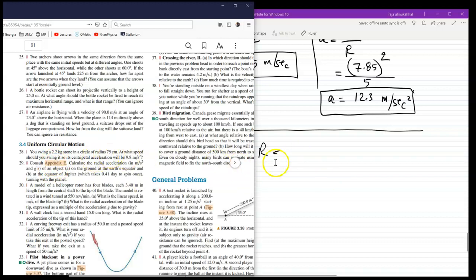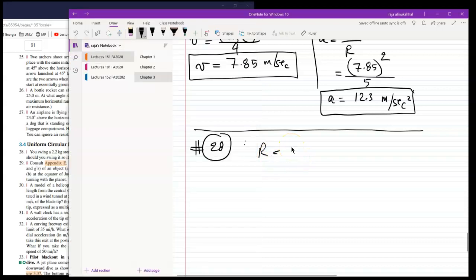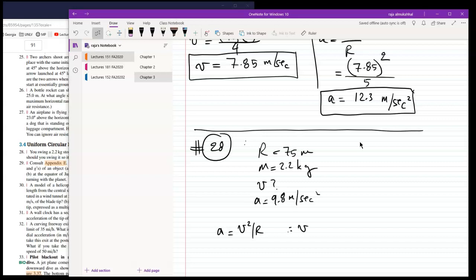So he said the radius is 75. And the mass is 2.2 kilogram. Not even sure if it's important, the mass, for now. And he wants what would be the speed, if the acceleration is 9.8 meters per second squared. Okay? So, pretty simple problem. a equals v squared over r. Therefore, v equals the square root of a times r. And you just plug it in, right? That's it. So, just the square root of 9.8 times the radius 75. And then we calculate that, and you'll get the answer.